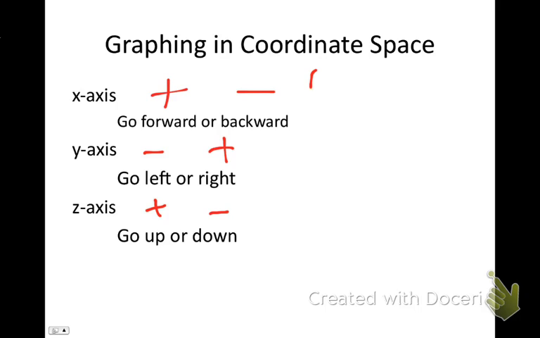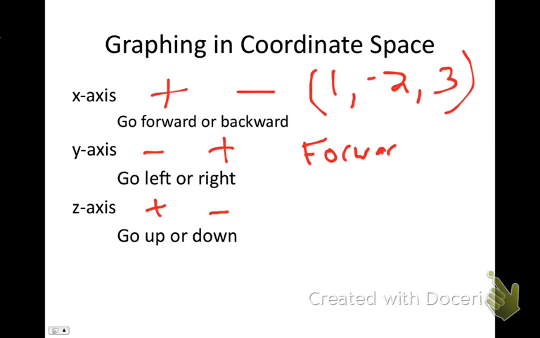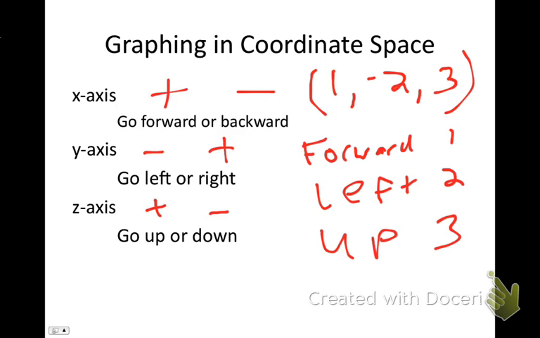So for example, if I give you the point 1, -2, 3, I would describe that point as going forward 1, left 2, and then up 3. And that's how you would describe where that point is located. Forward 1, left 2, up 3. Here in the next slide, we're going to talk about where we would actually graph that point.